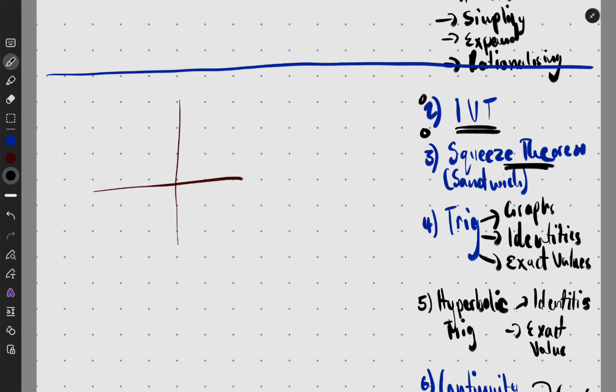A continuous function is a function which does not stop. It doesn't jump. So let's draw a continuous function like this. Okay? Or like that. So here's a continuous function.